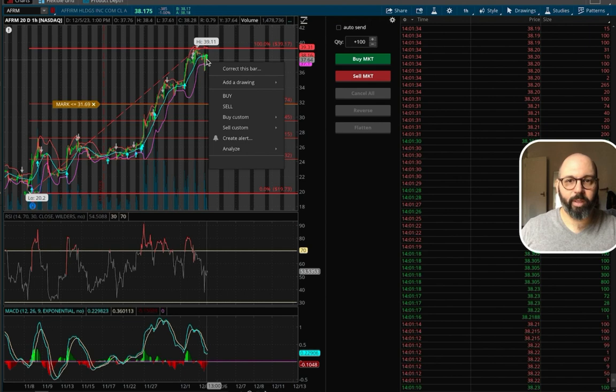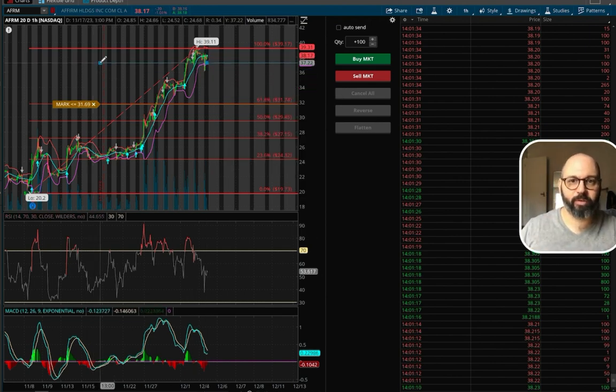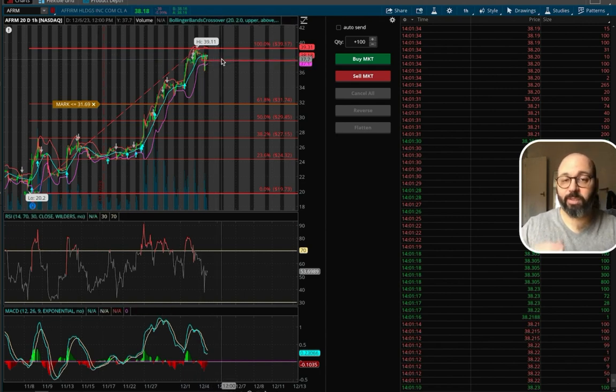Another option would be here. So we're going to draw a little price level. This is just a straight line, and we can just drop it right here. And this is another thing for us. This is our own line that we've added to say, let's see what it does here. Maybe it trades in this little range.